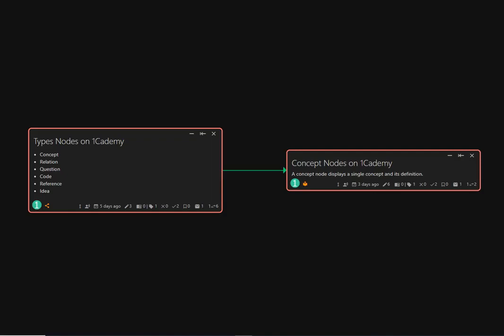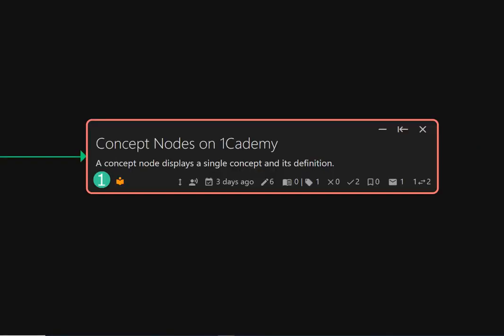Welcome to video 6 in the series Nodes on 1Cademy. In this video we are going to go over concept nodes. A concept node displays a single concept in its definition.